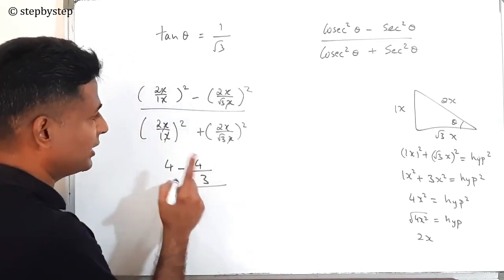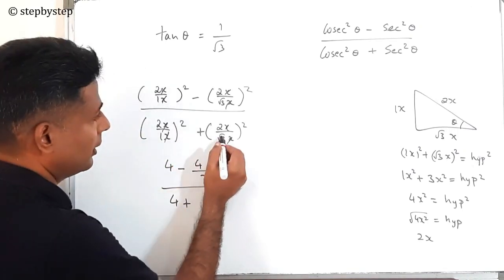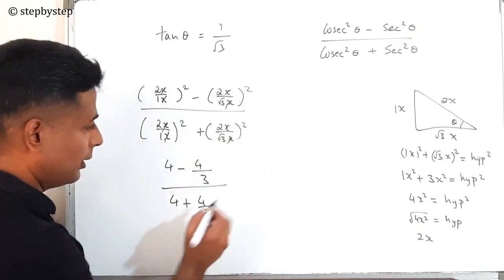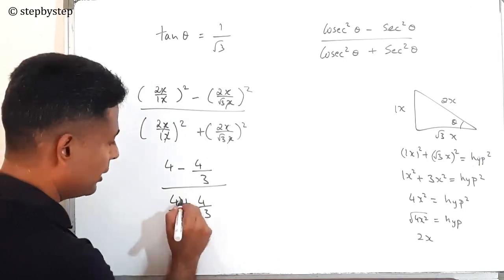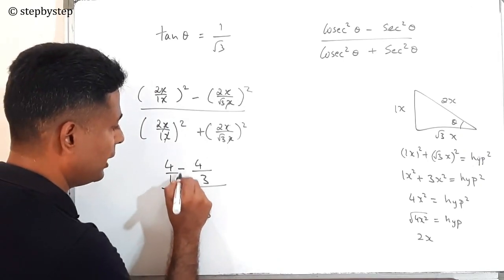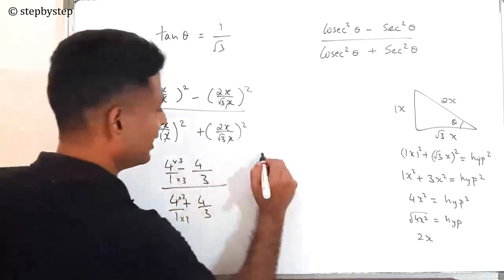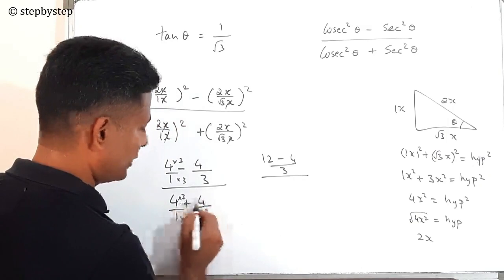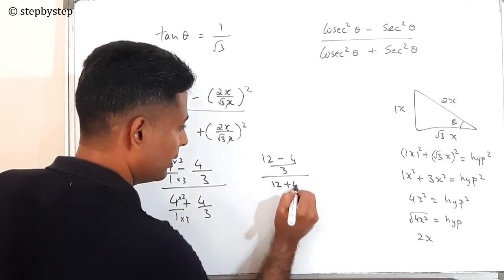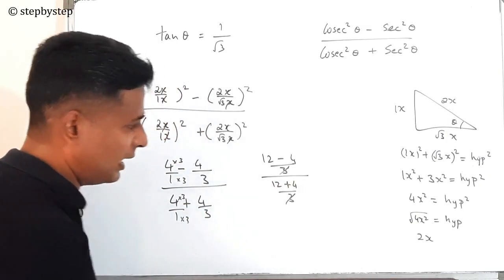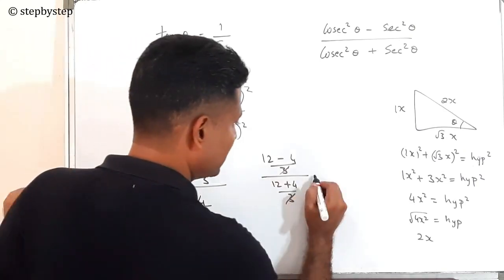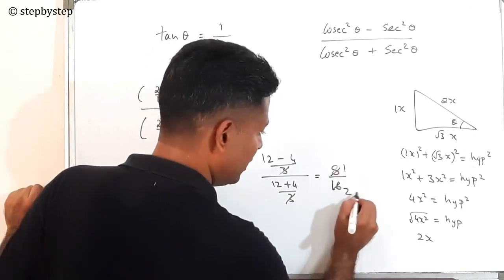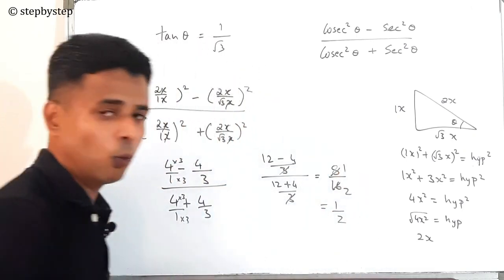Again 2 by 1 is 2, 2 square is 4, plus again (2 by root 3) whole square, so we get 4 by 3. Now taking LCM, here into 3, again here 1 into 3. So 4 threes are 12, minus 4 by 3, by 12 plus 4 by 3. So this 3 and this 3 will cancel. So we get 12 minus 4, 8, by 12 plus 4, 16, or 8 ones are 2s are. So the answer is 1 by 2.